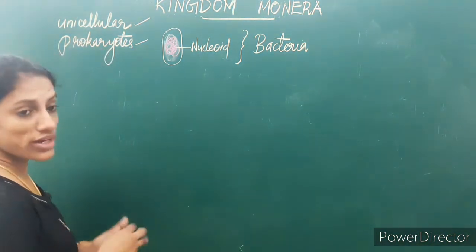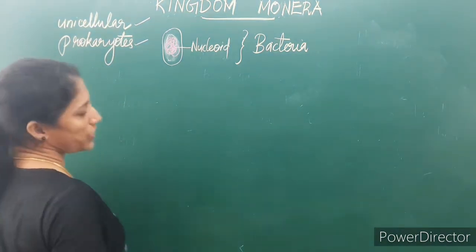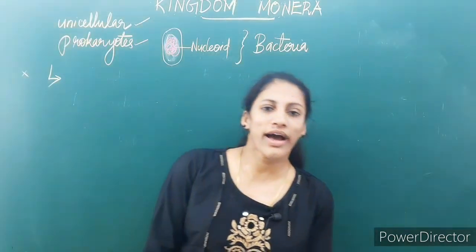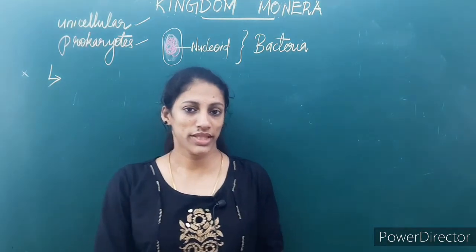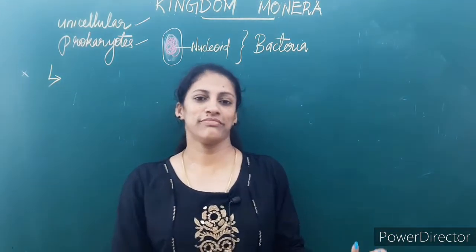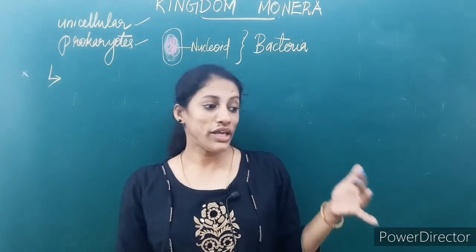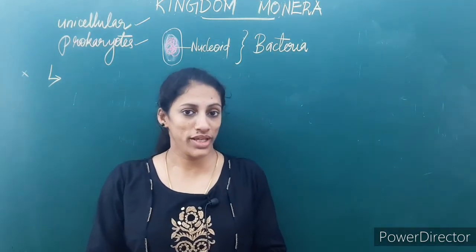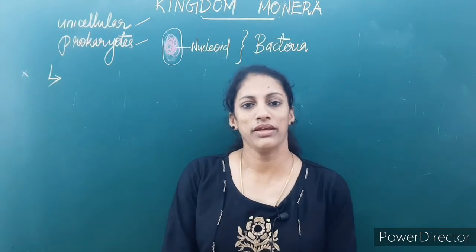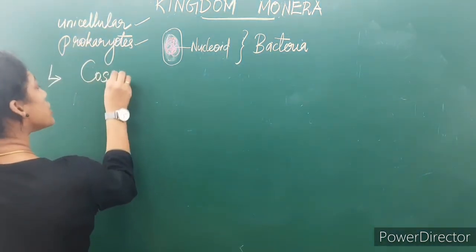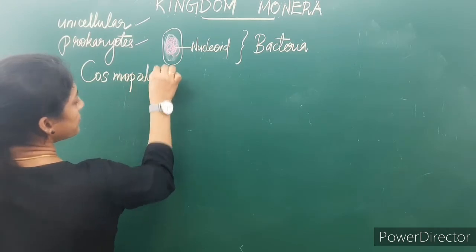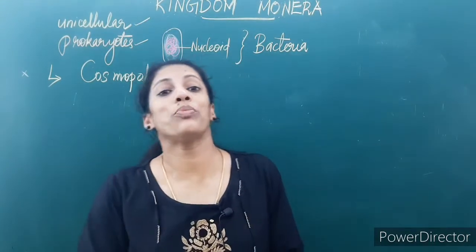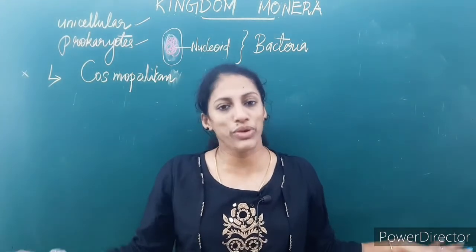Before moving to its structure, just tell me where the bacteria are seen. If you take a handful of soil, salt water, well water, or air, and if there is any type of disease, it enters our body. And naturally there is E. coli in our body. That means the bacteria, or the Monerans, are said to be cosmopolitan in distribution. Cosmopolitan in distribution means seen everywhere.